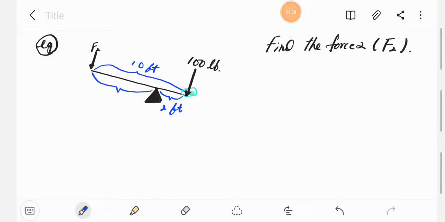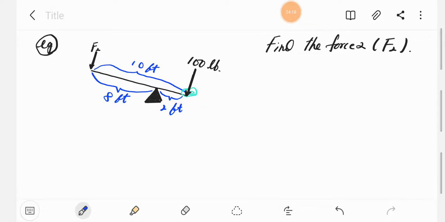For this example, here's a lever. This lever is 10 feet long, and the fulcrum is 2 feet away from the right end, so the distance from the left end to the fulcrum is 8 feet, because 10 minus 2 is 8. On the right hand side, there is a 100-pound rock. How much force do we need to lift this rock?